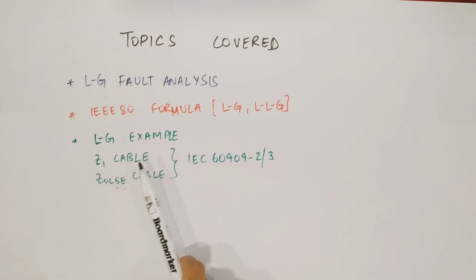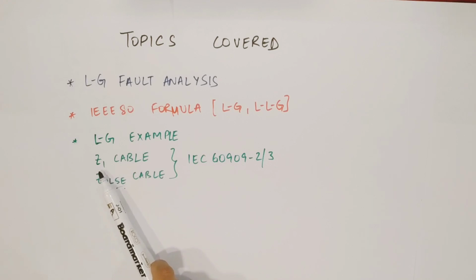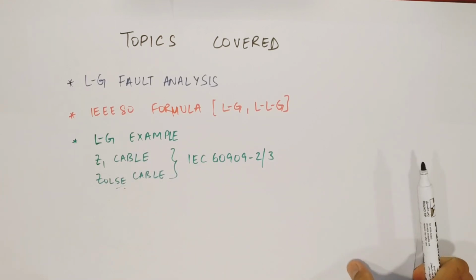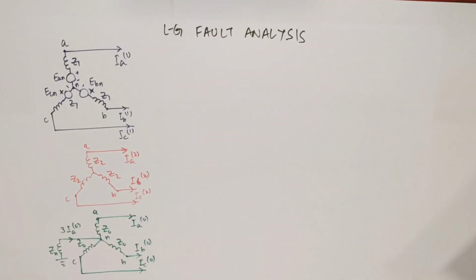Along with that, we'll be studying the formulas for cable impedance, that is the positive and negative sequence impedance for the cable, and the zero sequence impedance of the cable in case the return is from both sheath and earth. These formulas are very important as you will have only the manufacturer's data sheet. From that only you can derive the values of these formulas and use them for your calculations. So let's go ahead and start.